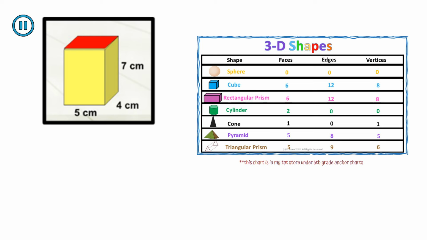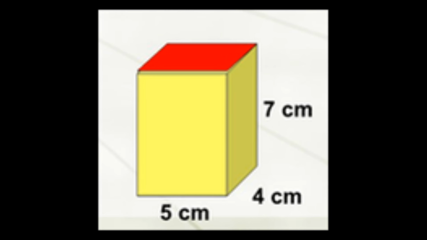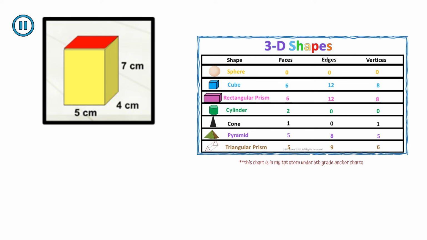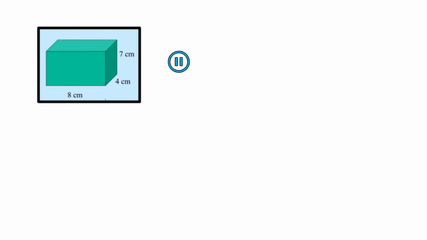Here's our first example. Be sure to pause the video and try it on your own. But here is the solution. So V is equal to 140 centimeters cubed. So here's our second example. Make sure that you're using the formula V equals S times S times S, and S stands for sides. So for this example, I got 168 cubic centimeters.